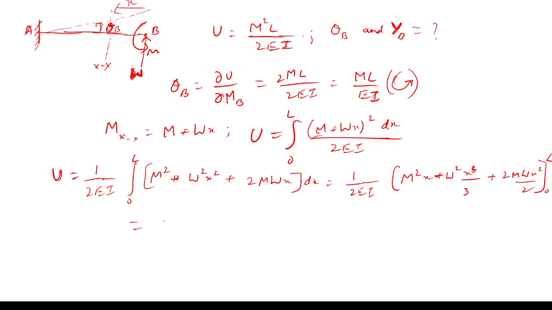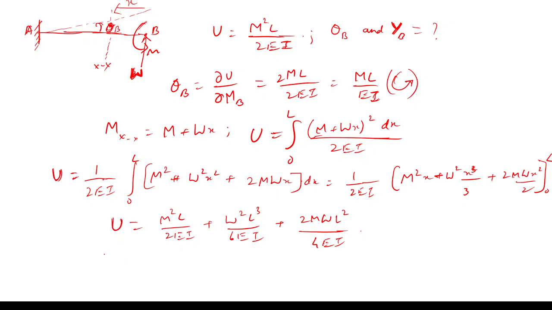When I apply this, it becomes M square L divided by 2EI plus W square L cubed divided by 6EI plus 2MW L square divided by 4EI. Okay? Yes, sir. So this is the total strain energy value.